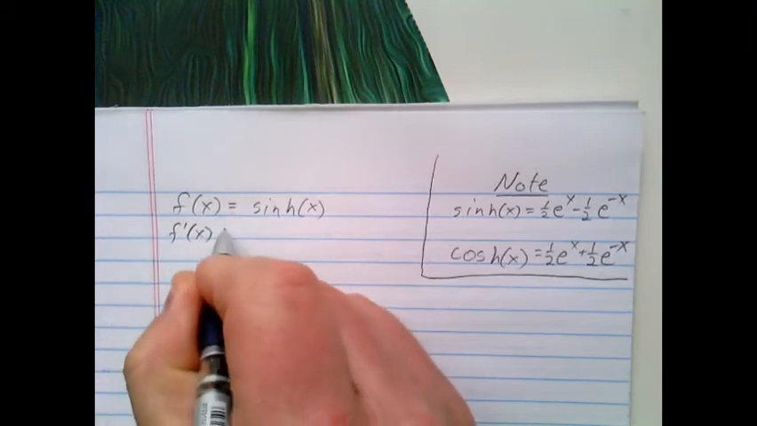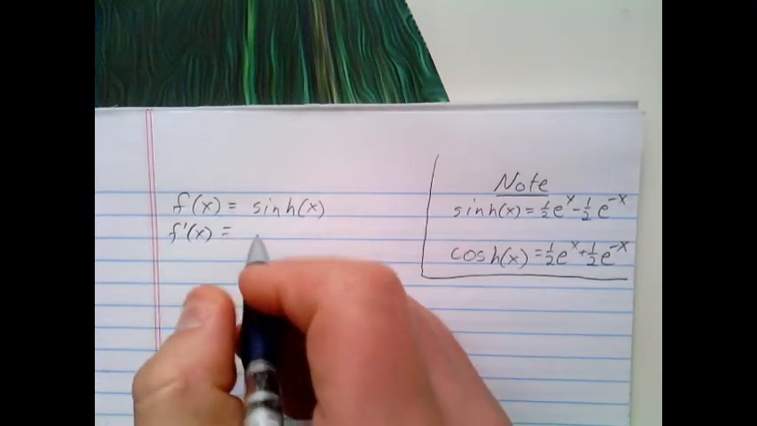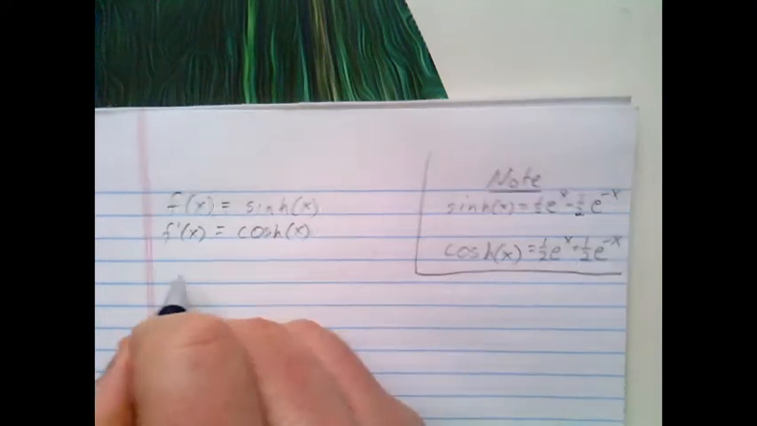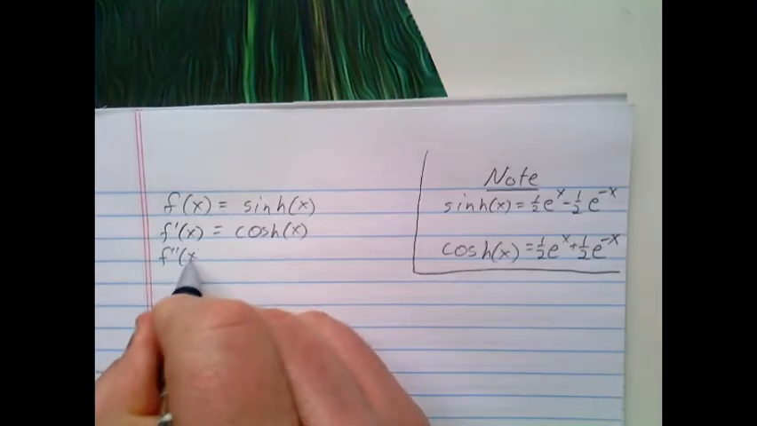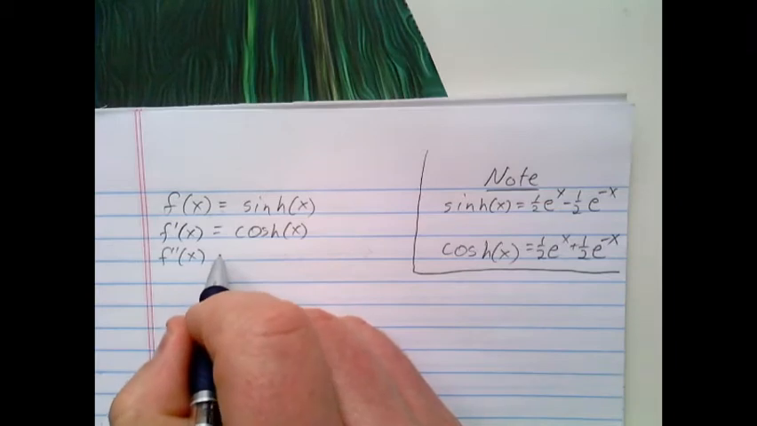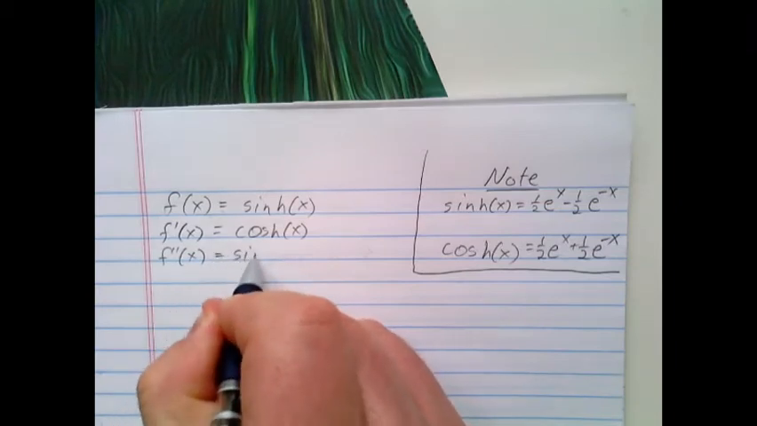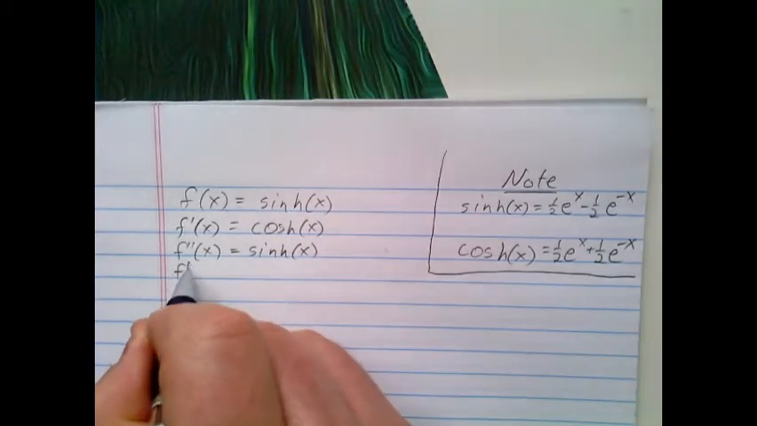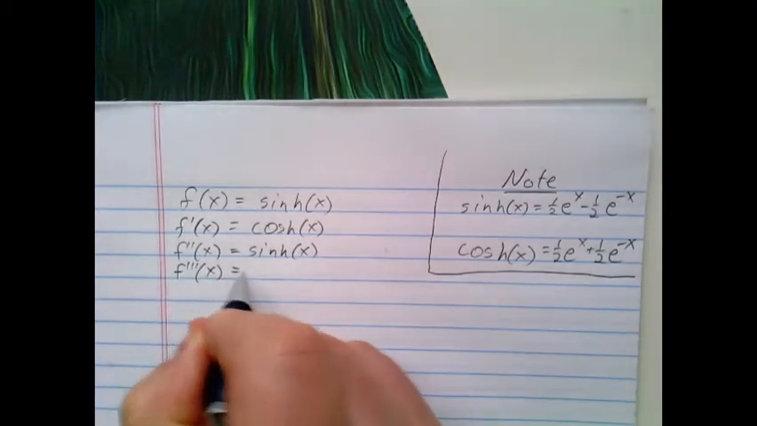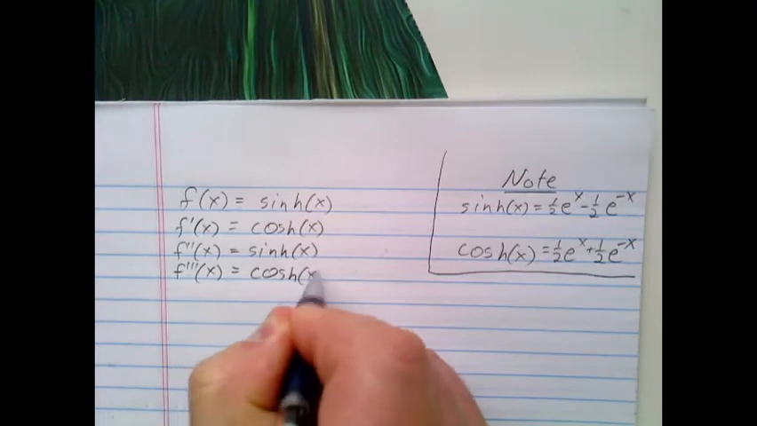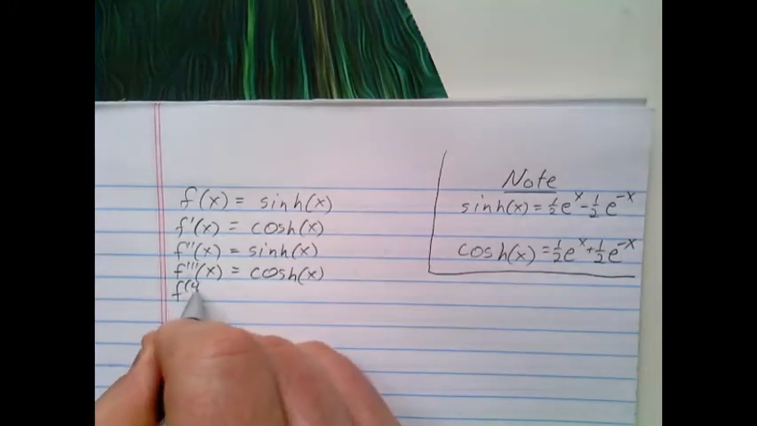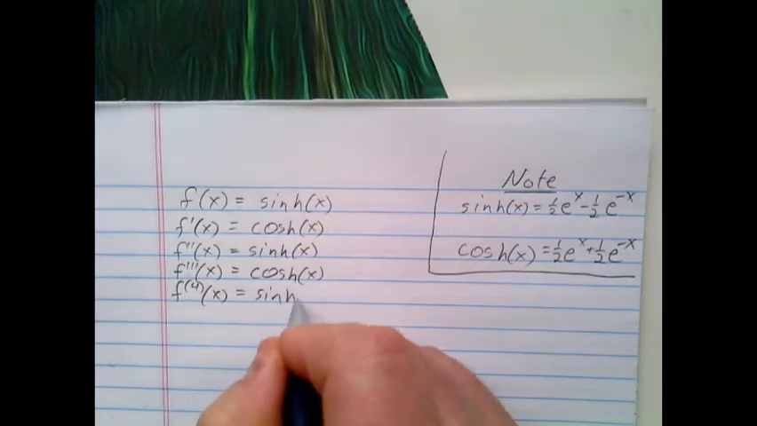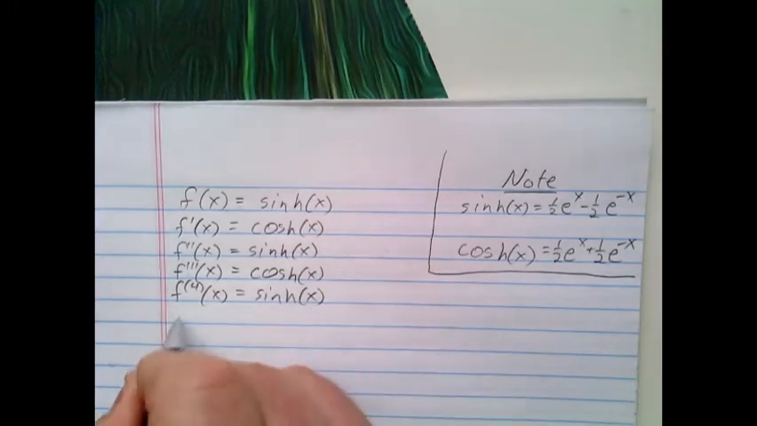The first derivative of hyperbolic sine is hyperbolic cosine. And then the second derivative is the derivative of hyperbolic cosine, which is back to hyperbolic sine. Then the third derivative goes back to hyperbolic cosine, and the fourth derivative goes back to hyperbolic sine. And let's do one more derivative here.